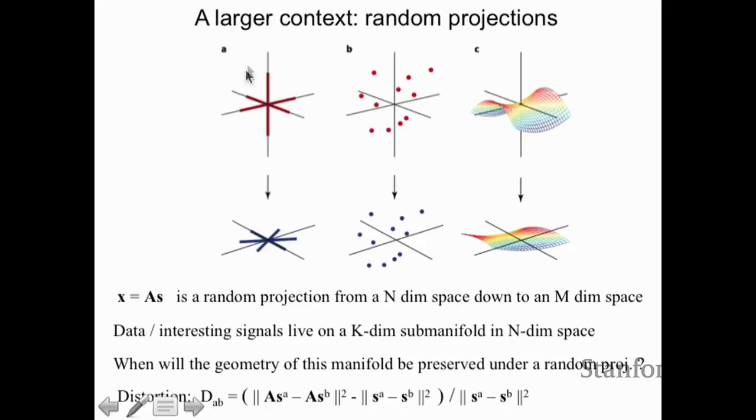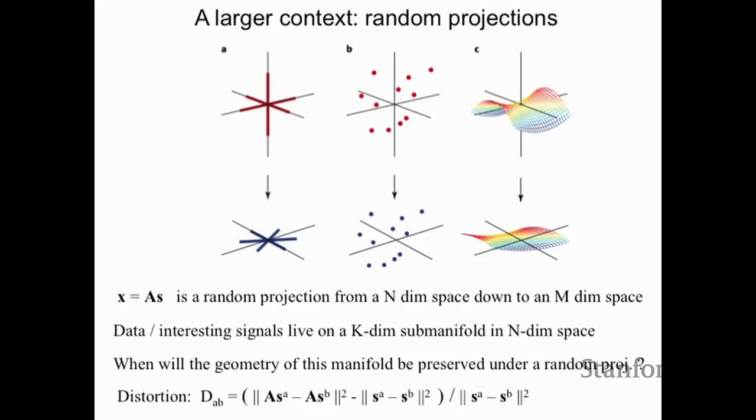Now, let's say that you randomly project this space down to a lower dimensional space using a random projection matrix. So you're projecting n-dimensional space down to m-dimensional space. So A is an n by m matrix. S is a signal of interest. In our context, it's the set of neural firing rates of all the neurons in the brain region. And X is the set of neural firing rates of m recorded neurons, okay? Again, the neural activity patterns that we observe live in some low k-dimensional submanifold in n-dimensional space. And a critical question is, when will the geometry of this manifold be preserved under a random projection?